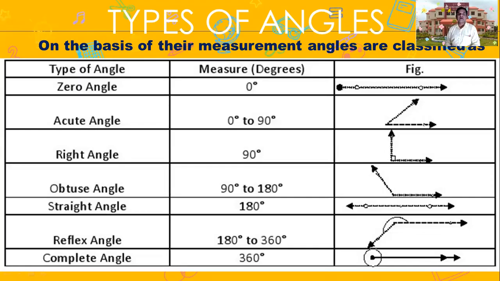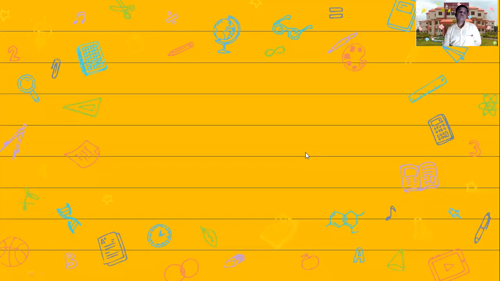So on this basis of measure of the angle, how are the angles classified? For this, we are going to see this presentation. So we see that there are different types of angles, which are known as a zero angle, acute angle, right angle, obtuse angle, straight angle, reflex angle, and complete angle. Let us see them one by one.